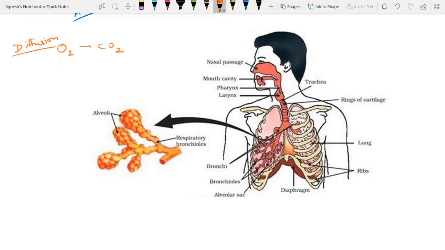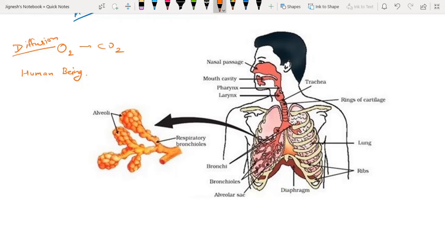Now we'll see how the exchange of gas takes place in a human body, as you can see in the diagram. Respiration takes place in a human body. First we will talk about the parts of the respiratory system. This is called the nasal passage, where we also have the mouth cavity. The nasal passage enters into the trachea. We call these the two nostrils, where we have hairs.